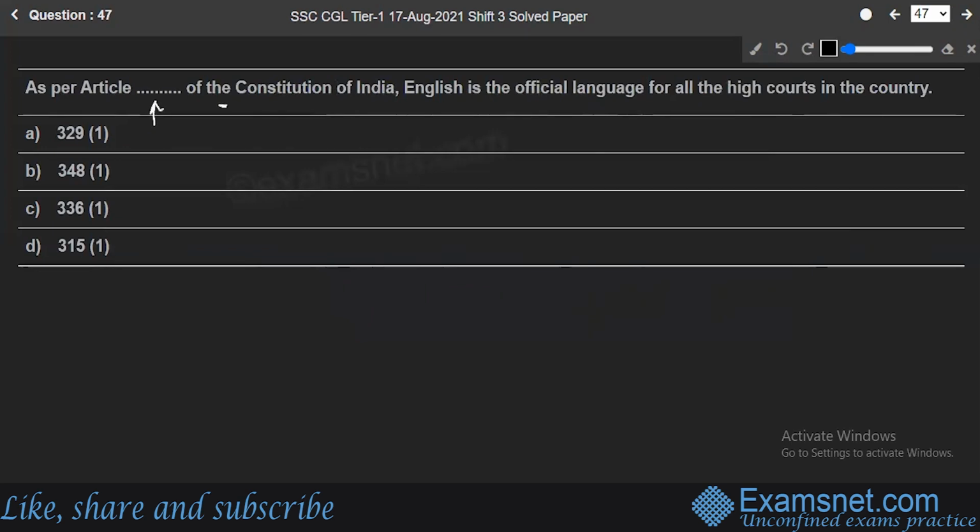As per Article dash of the Constitution of India, English is the official language of all high courts in the country. 329(1), 348(1), 336(1), or 315(1)? Well, the correct answer to this question is option B, 348(1). Article 348(1) of the Constitution of India provides that all proceedings of the Supreme Court and every High Court shall be in English language until Parliament by law otherwise provides, simultaneously other Indian languages. So, option B is the correct answer to our question.